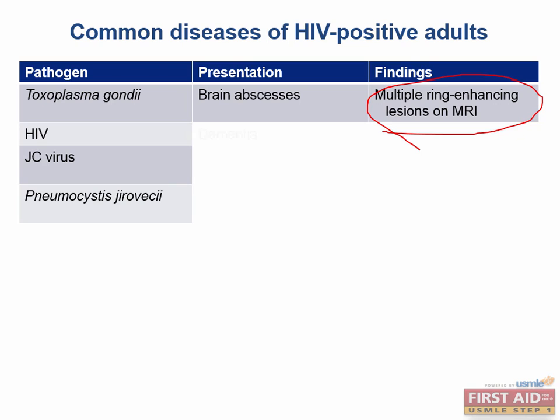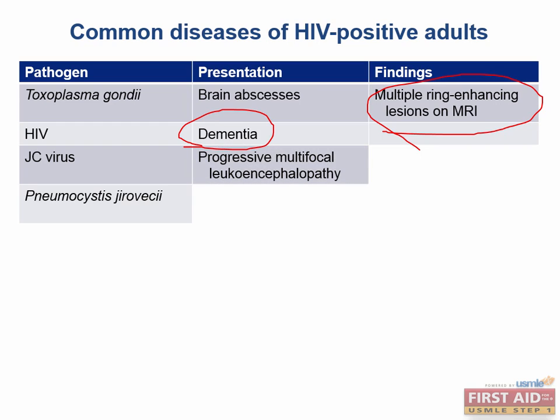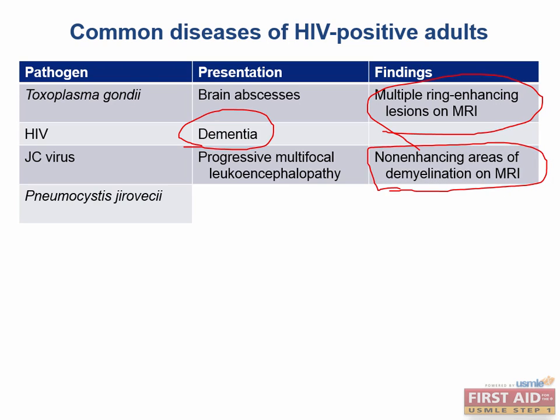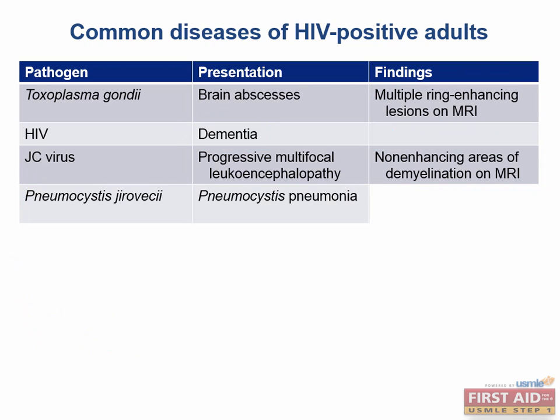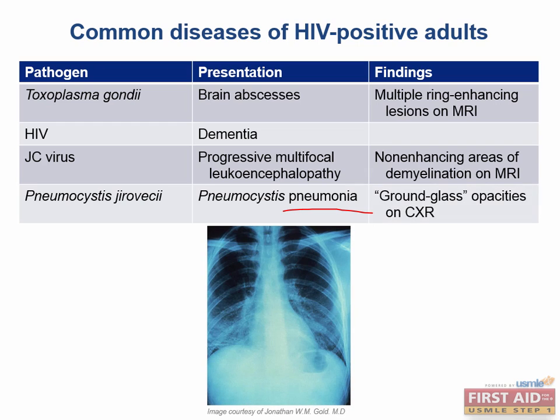The HIV infection, which also causes AIDS, can lead to an HIV-associated dementia when the CD4 count gets below 200. The JC virus can cause progressive multifocal leukoencephalopathy, which is going to show up as non-enhancing areas of demyelination on an MRI. Do you remember what kind of virus the JC virus is? It is a DNA polyomavirus. Very good. Finally, Pneumocystis can lead to a pneumonia that is going to show up with ground glass opacities on chest x-ray, as we can see in this chest x-ray image.